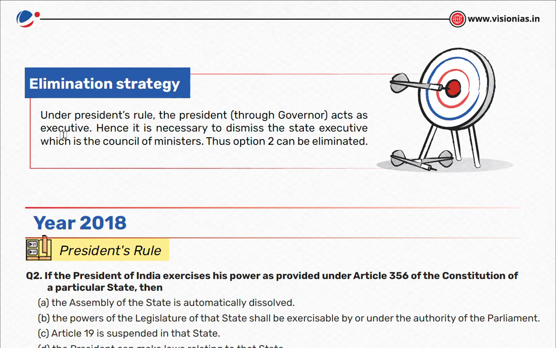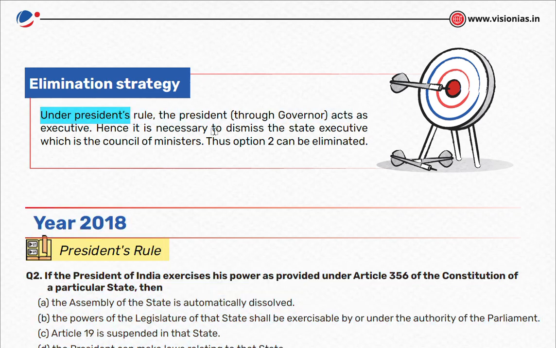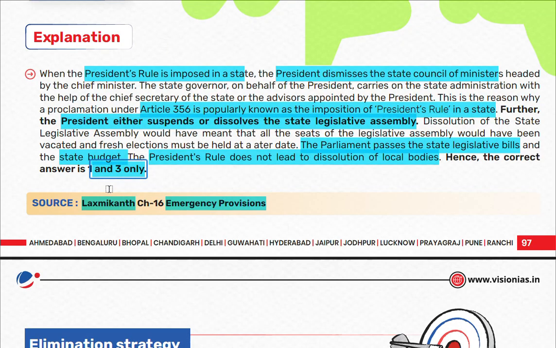Now let us see the elimination strategy. Under President's rule, the president through the governor acts as the executive. Once again, let us see: under President's rule, the president through the governor acts as the executive. Hence, it is necessary to dismiss the state executive, which is the council of ministers, because the president is going to assume all the powers of the state executive. Okay, so option 2 got eliminated. If you remove 2, then you will get B. Okay, so that is the correct answer.